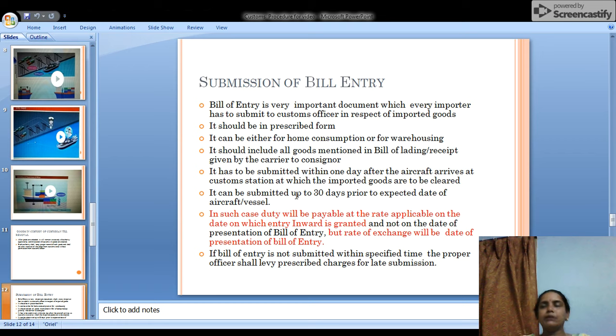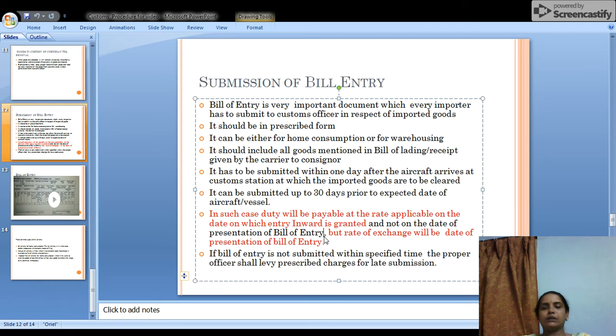It can be submitted up to 30 days prior to the date of expected arrival of the vessel. Before a month itself we can submit the bill of entry. But in such a case, duty will be payable at the rate applicable on the date on which entry inward is granted and not on the date on which the bill of entry is presented.